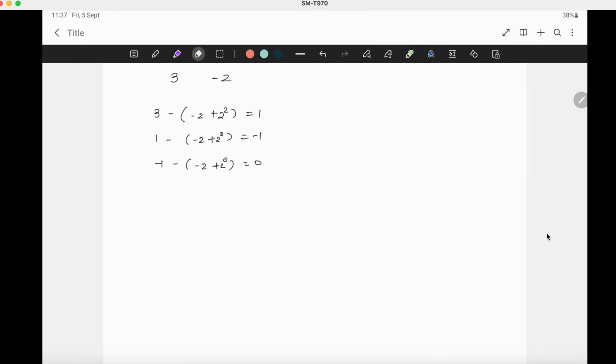Here I have chosen the same example, and in this way we can solve it. When we pick i equal to 2, -2, that is num2, plus 2 to the power of 2 is what we have to subtract from num1. The answer is 1. Then again i equals 2, so the answer is -1. Lastly, -1 minus num2 plus 2 to the power of 0, the answer is equal to 0. This is the same example we have already seen.